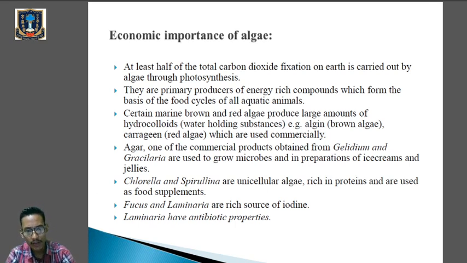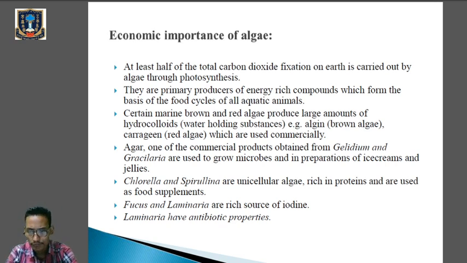Agar is mainly used to grow microbes and in the preparation of ice creams and jellies. It is also used in one technology, which you will learn afterwards, called gel electrophoresis. In gel electrophoresis also this agar is used.